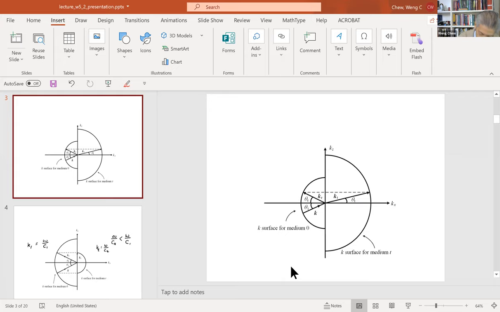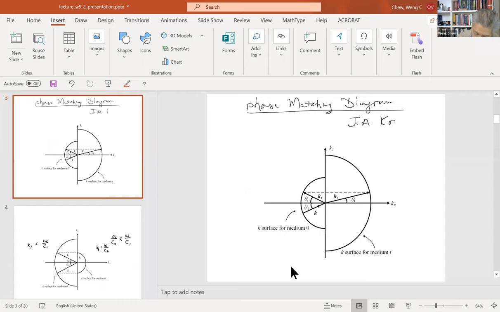Okay, this is just a phase matching diagram. And this diagram, I took it out of Kong's book, so the notations are not quite correct compared to my lecture notes. Okay, because in my lecture notes, this will be the z-axis, this will be the x-axis. But in Kong's book, they are labeled in the reverse fashion. And in Kong's book, they use k. So I'm going to use beta in my lecture notes. So k and beta can be assumed to be interchangeable.